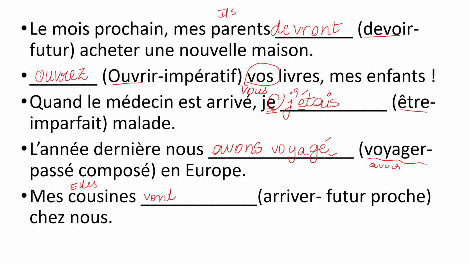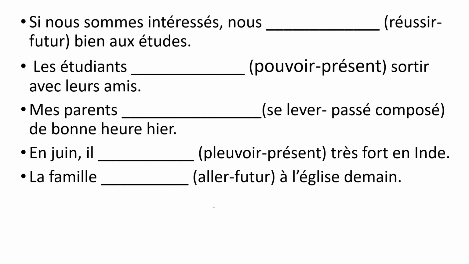Okay, because aller in the present tense for elle is vont, and then you just have to drop, cut and paste the full verb as it is. So it'll become mes cousines vont arriver. Okay, let's go to the next slide.